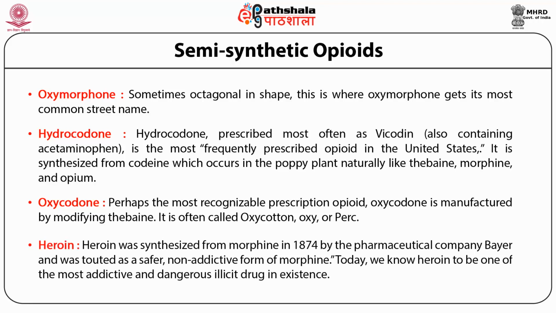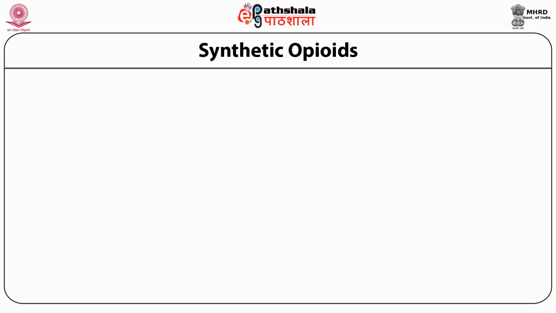I'm sure all of you must have heard about heroin. Heroin was actually synthesized from morphine in 1874 by the pharmaceutical company Bayer, and was touted as a safer, non-addictive form of morphine. But today we know that heroin is one of the most addictive and dangerous illicit drugs in existence. Now coming to the synthetic opioid, which is again another form of exogenous opioid peptide.